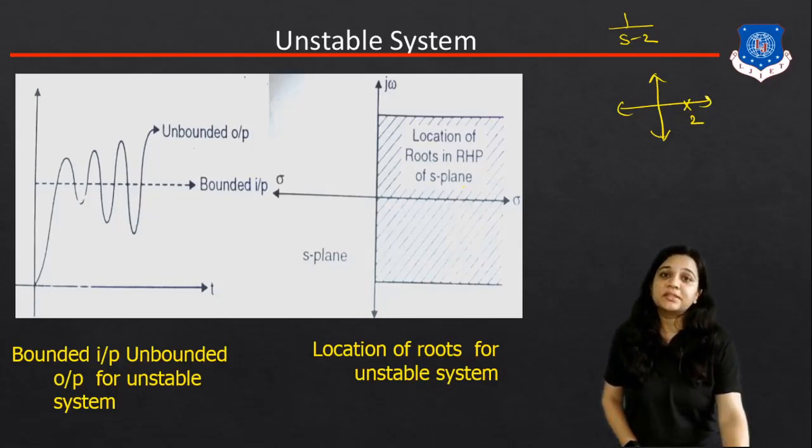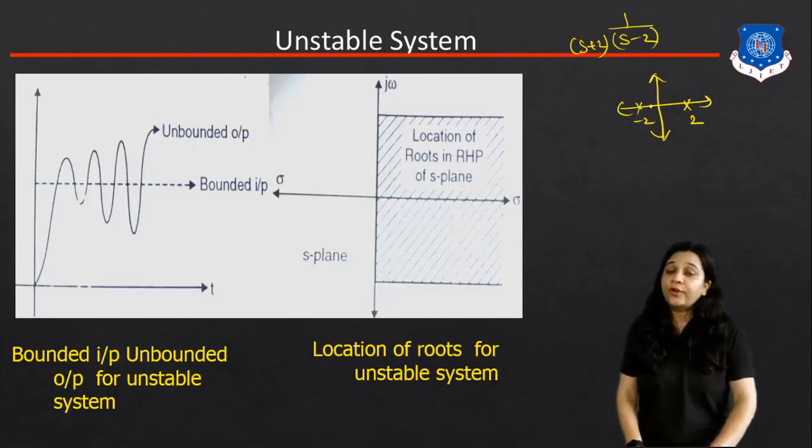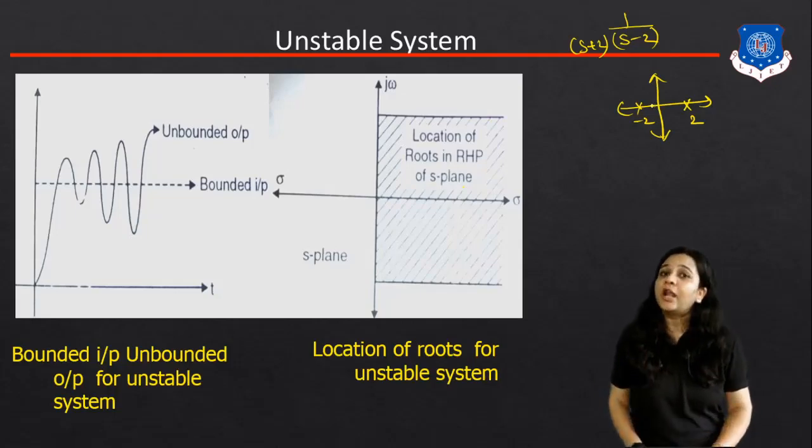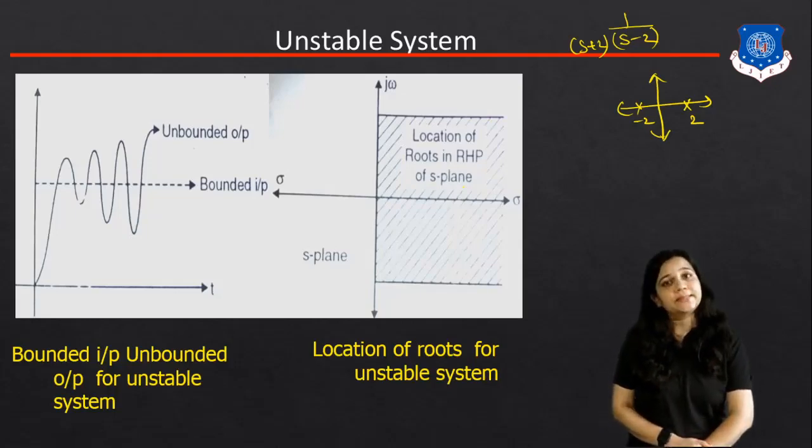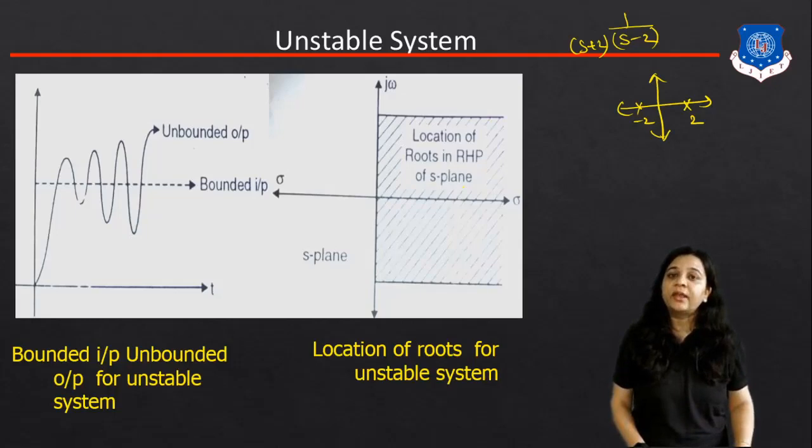Now another question: if one pole is located in the right half plane and one pole is located in the left half plane, suppose at the -2 position, what is the actual system response? If any of the roots are located in the right half plane, that type of system will become an unstable system. So this is the condition for the unstable system. In the stable system, the condition is that all the poles and zeros are located in the left hand plane.